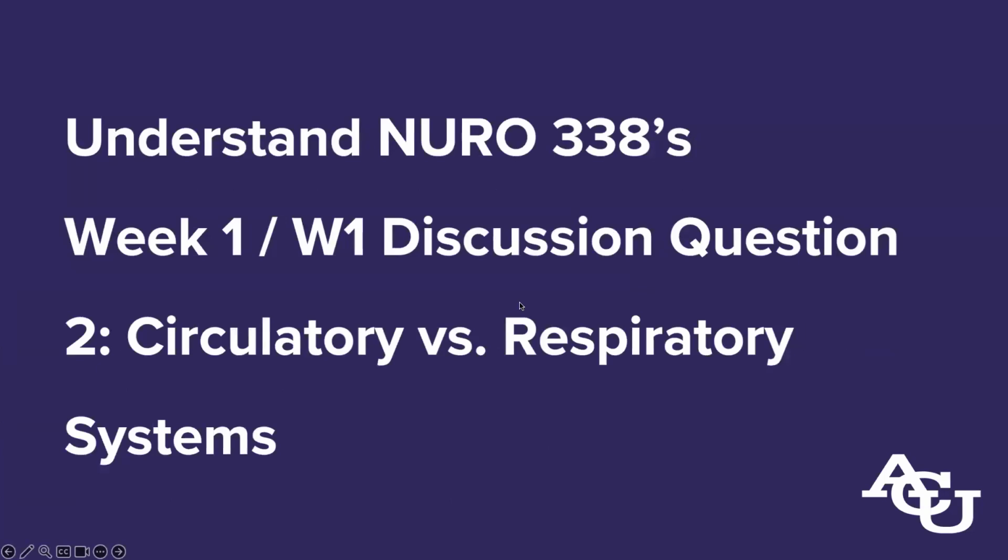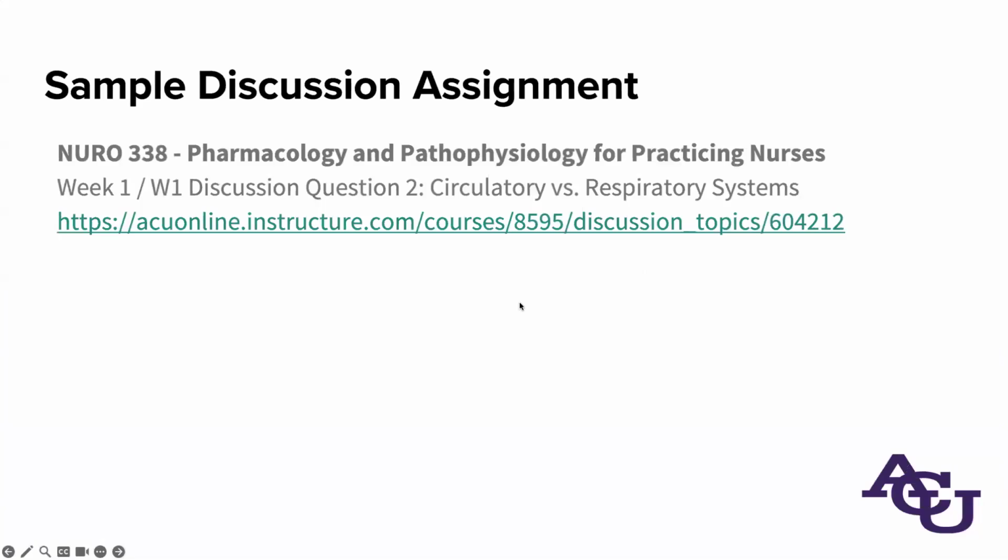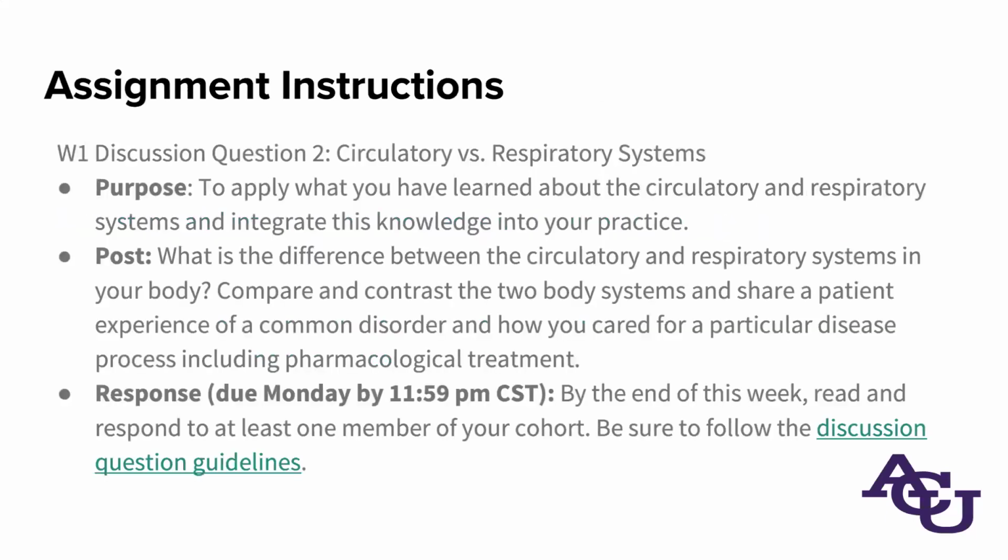So, this is coming from NURO 338, the Pharmacology and Pathophysiology course for practicing nurses. And we can see that this prompt is going to be something about circulatory and respiratory systems. Great. If we look at it, I've modified the format of the instructions to make it a little bit more clear how these different instructions are separated out as discrete requests.